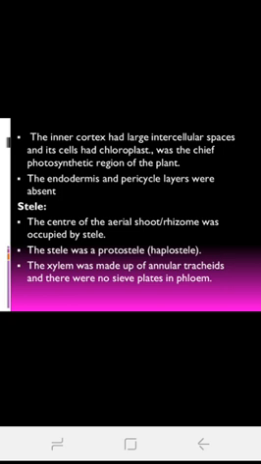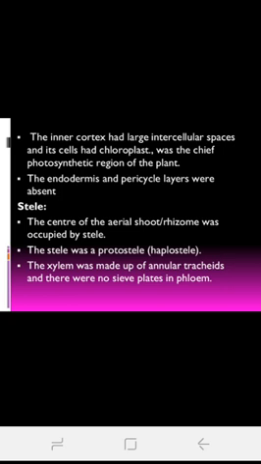Then next come the endodermis and pericycle, as in our dicots and other plant groups that you already studied. But you have to remember here that endodermis and pericycle are totally absent. So after epidermis and cortex, now we pass on to the stele, or vascular region.